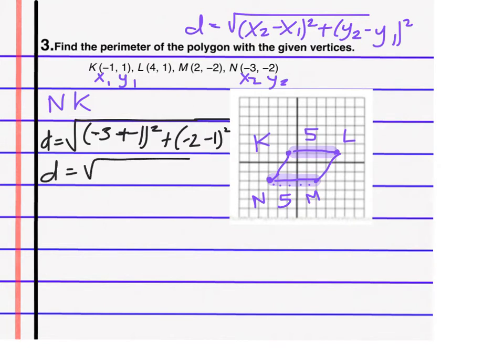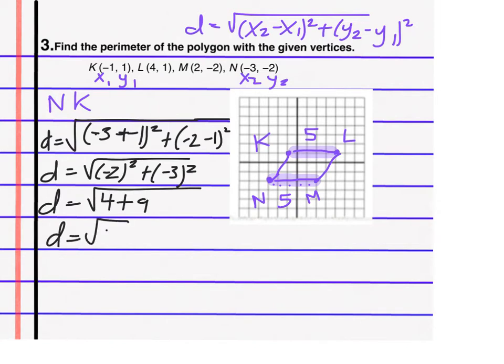So here's how it should be starting. -3 plus 1 is -2. -2 minus 3 is -3. I get 4 plus 9, square root of 13. Okay, which I know is between 3 and 4, 3 something. 3.6. Okay, now this looks like a parallelogram, so I'm tempted to just say ML is square root of 13. I could use the distance formula. If I check my slope, then I'll know for sure.